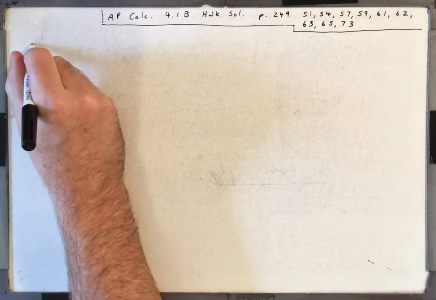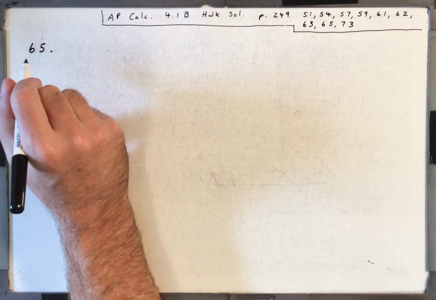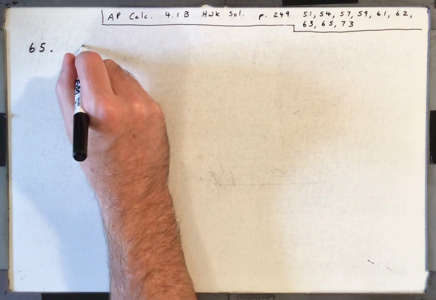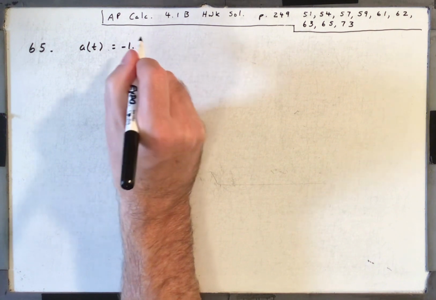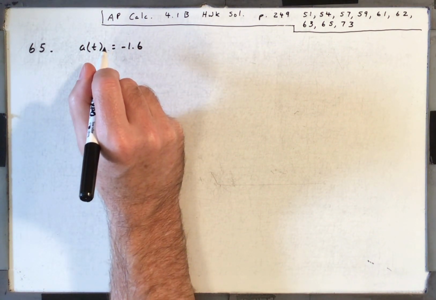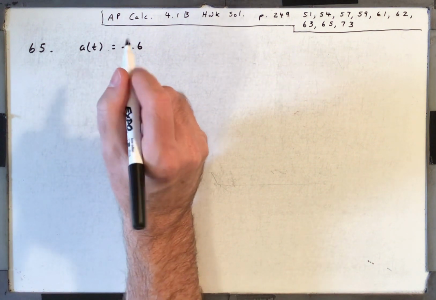All right, 65. So 65 is about lunar gravity. It says the acceleration due to gravity on the moon is negative 1.6. And we want to know, a stone is dropped from a cliff on the moon, hits the surface 20 seconds later. How far did it fall and what was its velocity at impact?